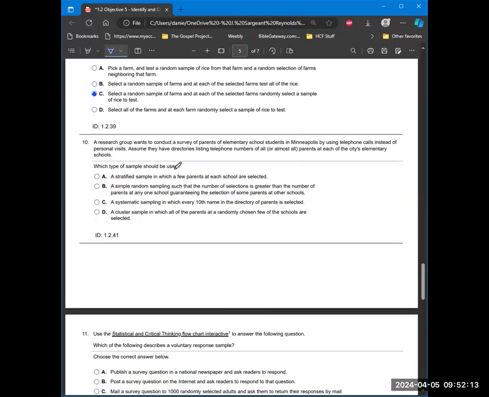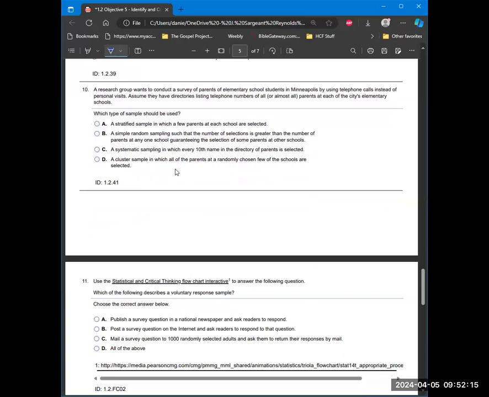Let's look at number 10. A research group wants to conduct a survey of parents of elementary school students in Minneapolis by using telephone calls instead of personal visits. Assume they have directories listing phone numbers of all or almost all of the parents at each of the city's elementary schools. Which type of sample should be used? And the answer here is a stratified sample in which a few parents at each school are selected. So that would be A.